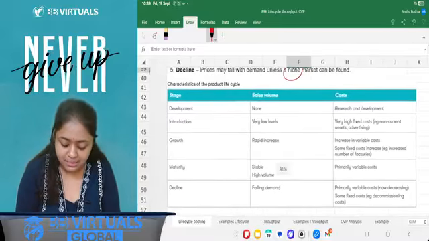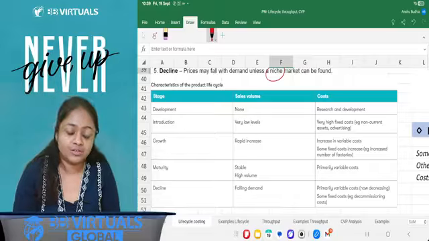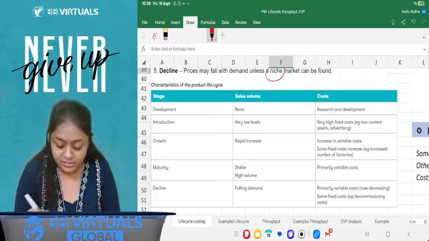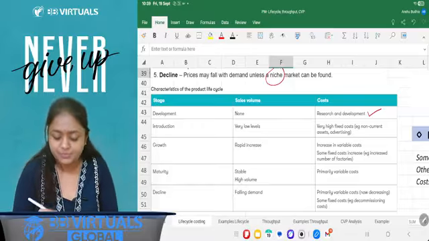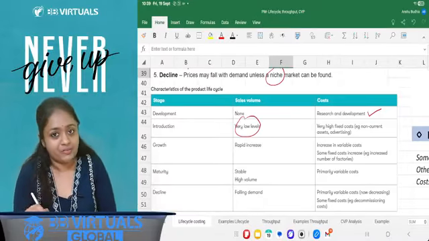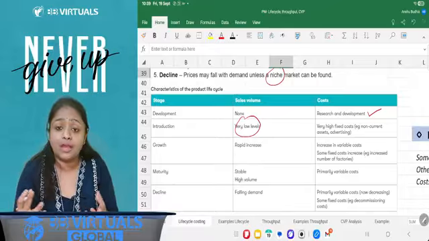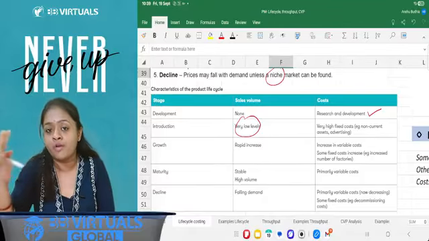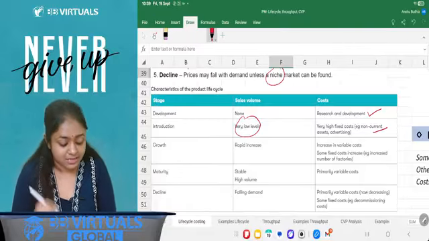Okay, so now this is just a summary that I have done, useful from your exam point of view. If I have to do the characteristics of the product life cycle: if the product is in development phase, you know the major costs are research and development. If the product is in introduction phase, we have sales, but at very low levels, right? And fixed cost will be very high, like I told you, pertaining to advertising, marketing, and acquiring of the non-current assets, because now the production has started, so we want to acquire more assets. That is what we call very high fixed costs incurred in this phase.